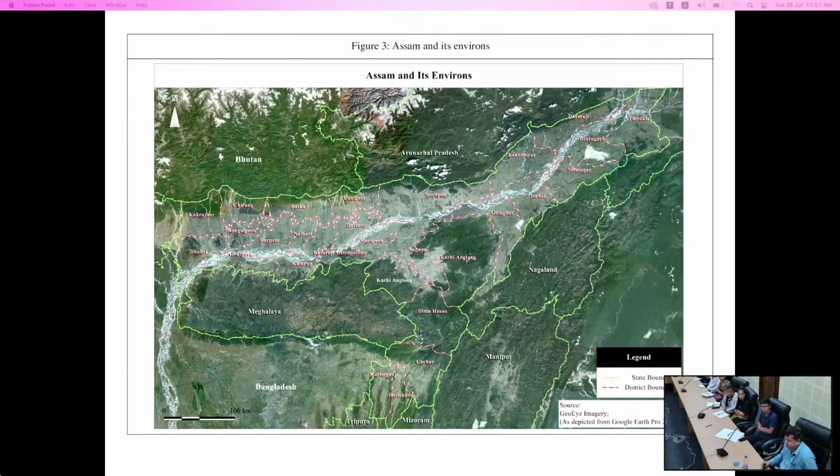Entire grey patches, not Brahmaputra. The main grey line is Brahmaputra, that is fine. Then what is the entire grey patch? Loudly, confidently. You may be wrong. Flood area. Exactly. These are plains.